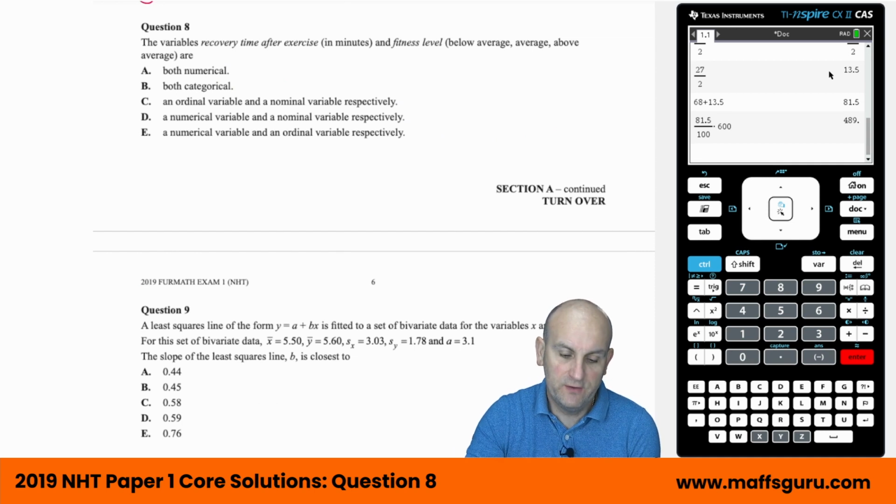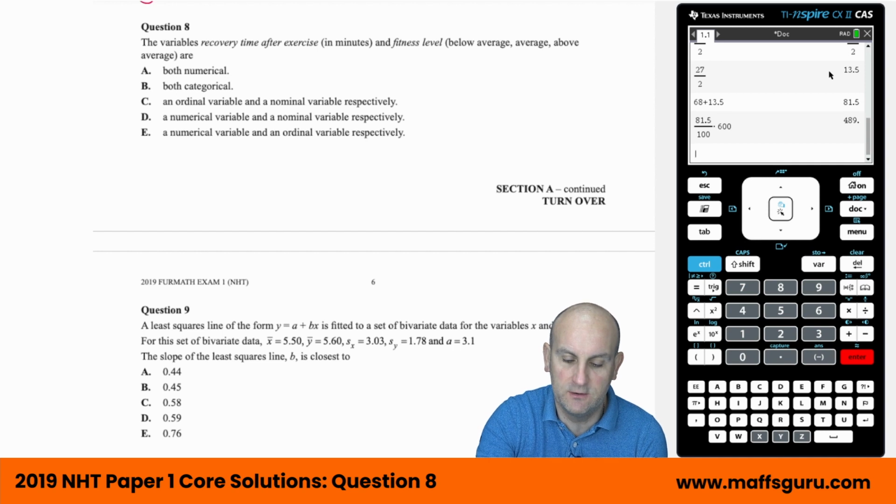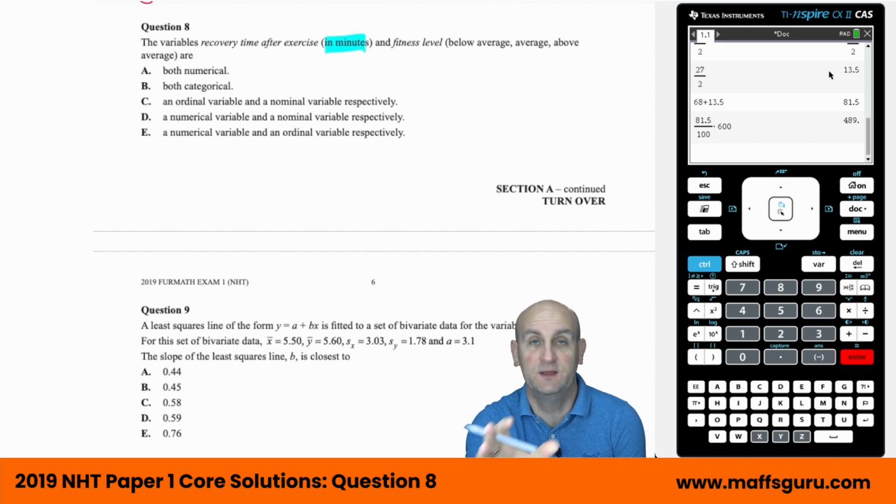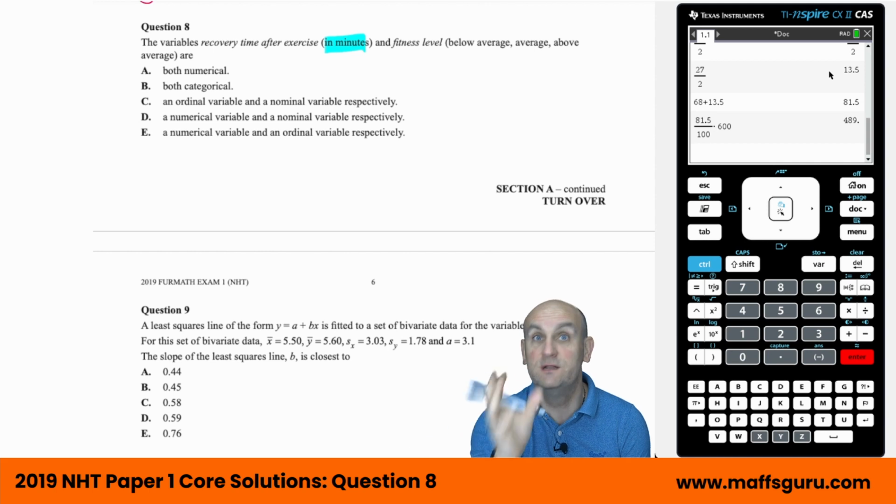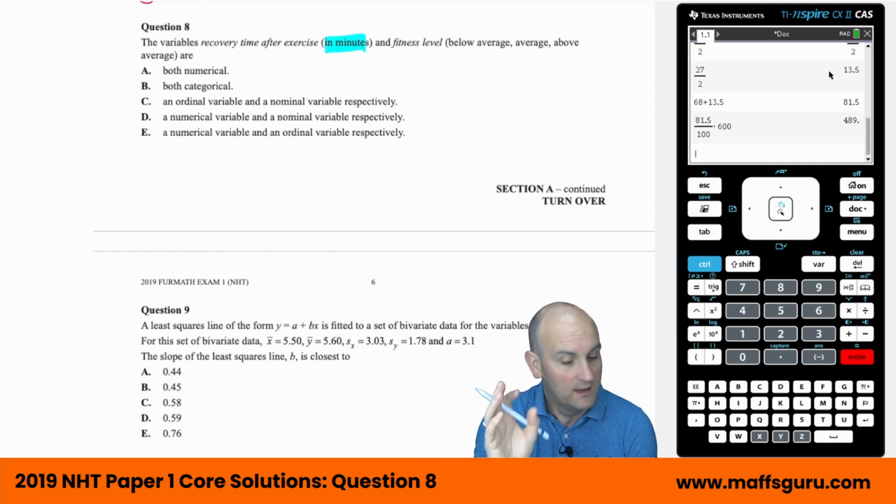Question 6, the variables: recovery time after exercise in minutes. Oh, I know that's numerical. I've done so many of these past papers now, I'm almost knowing what I'm looking for, and that's the advantage with Further Maths. The more past papers you do, the better you're going to get.